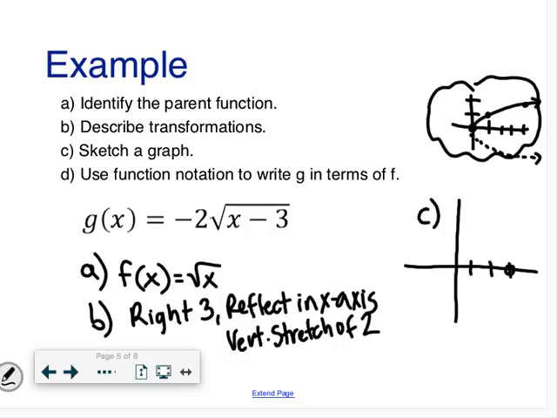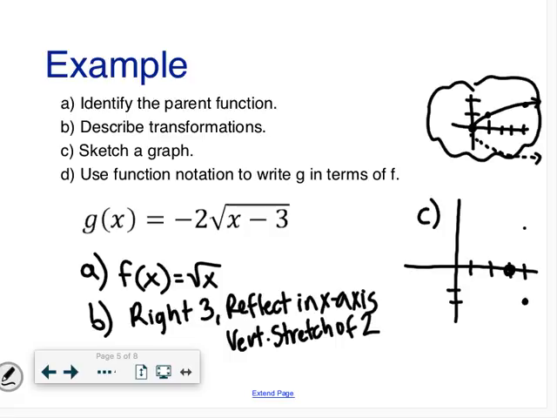Okay, so we have a start point, 3 to the right. The next point, normally we would go over 1 and then we would go up 1, but we stretched it by 2, so that would be up 2, but that's also being reflected, so we're going to go down 2.